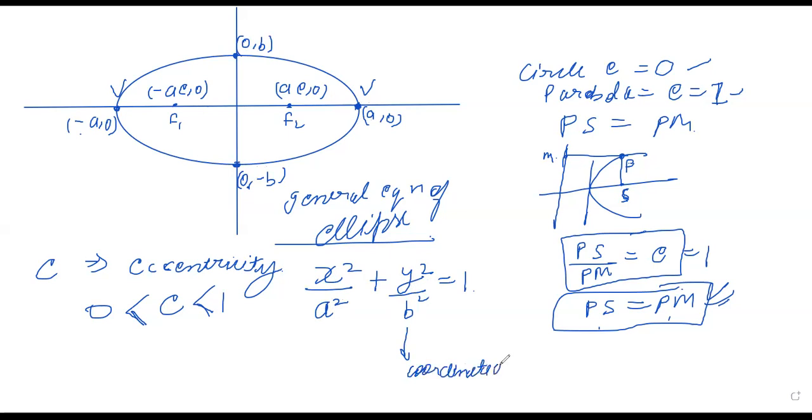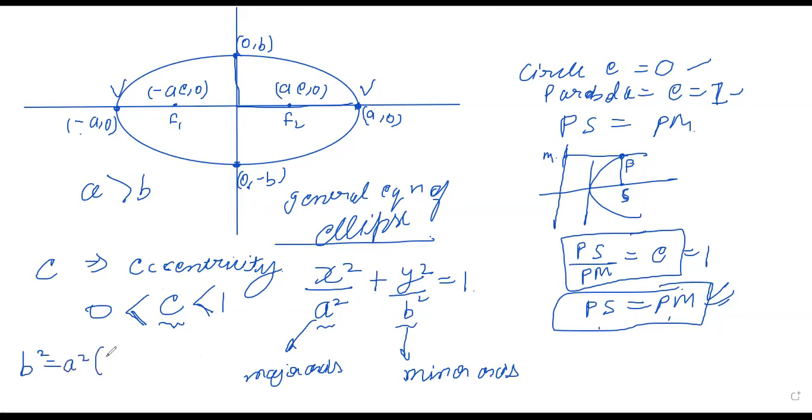The better term will be: this is the minor axis, this is the major axis in this case. For this case you can clearly see that a is greater than b. This length is greater than this length. The relation between a and b is b square equals a square into 1 minus e square. This formula is only for when a is greater than b.